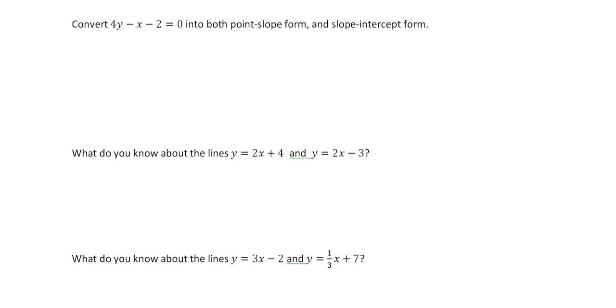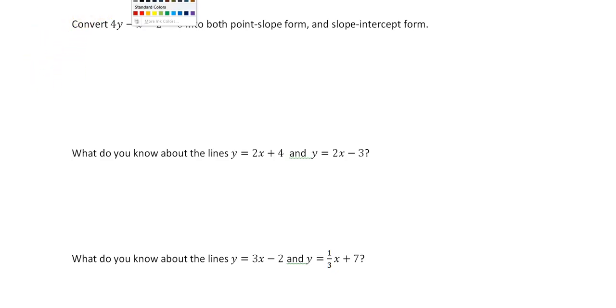Alright, this is review of 1.3 and 1.4, part 3. We're going to convert the equation 4y minus x minus 2 equals 0 into both the point-slope form and the slope-intercept form. And I'm going to say that it's probably going to be easier for us to do the slope-intercept form first. So let's go ahead and isolate that y.